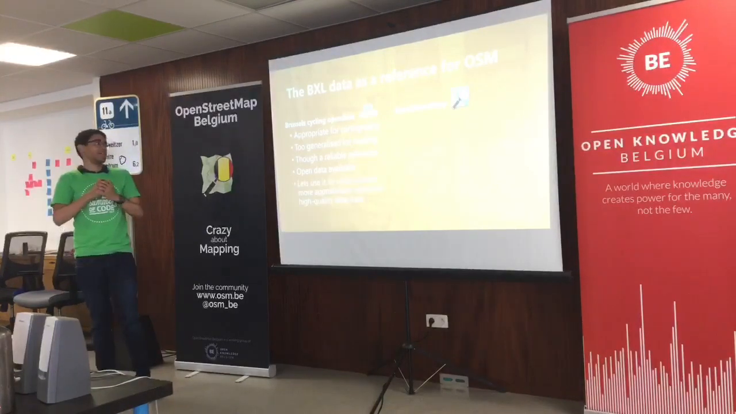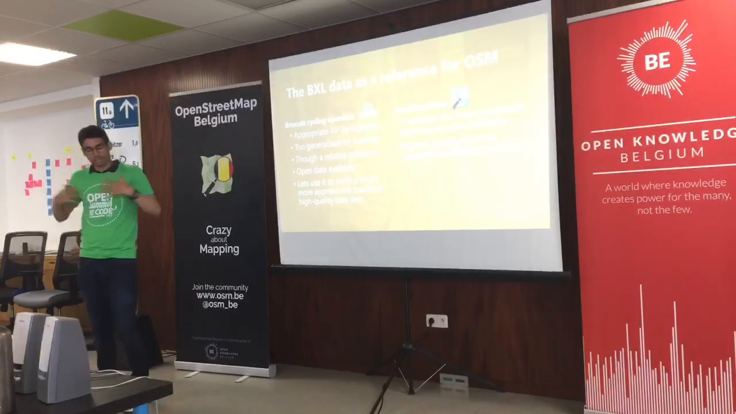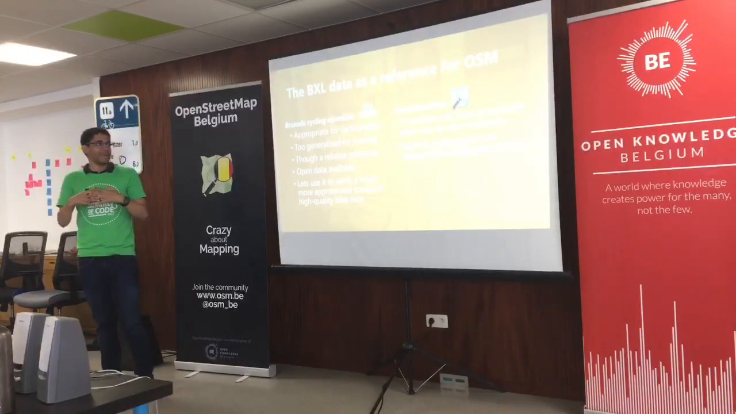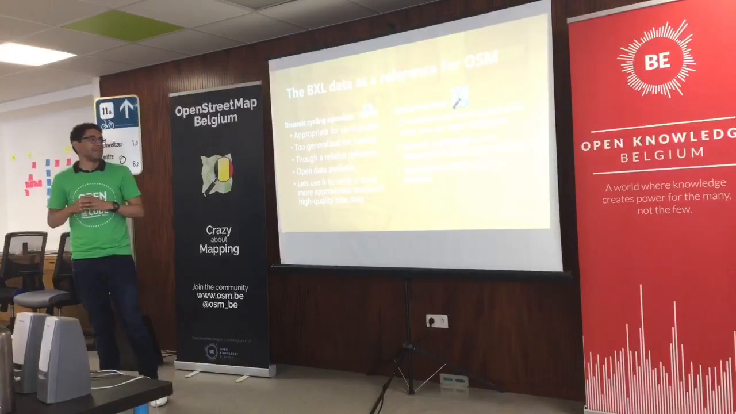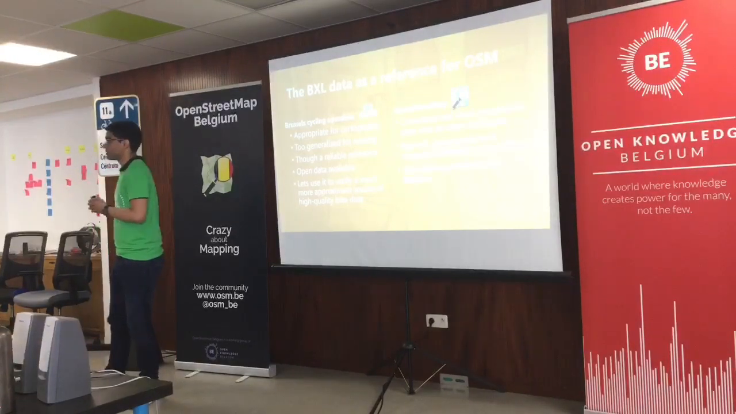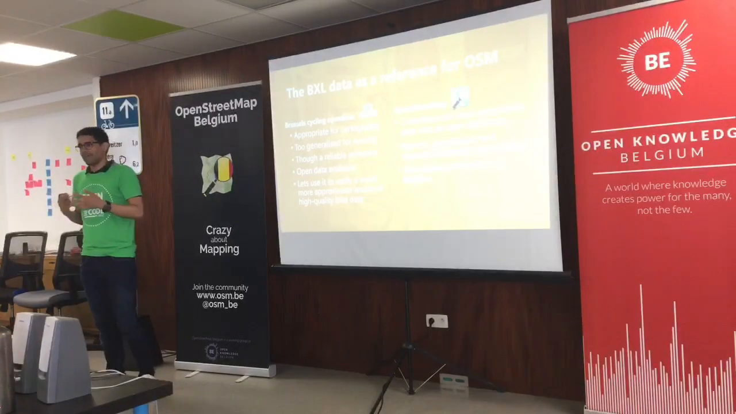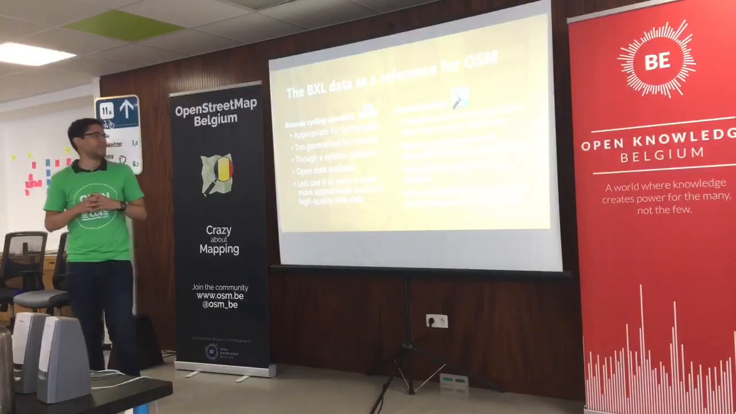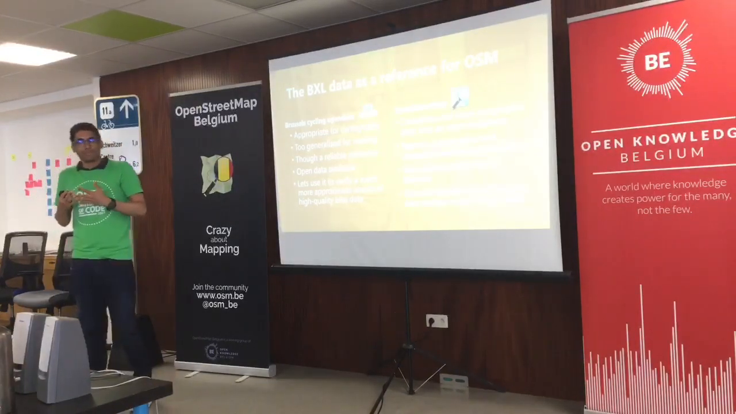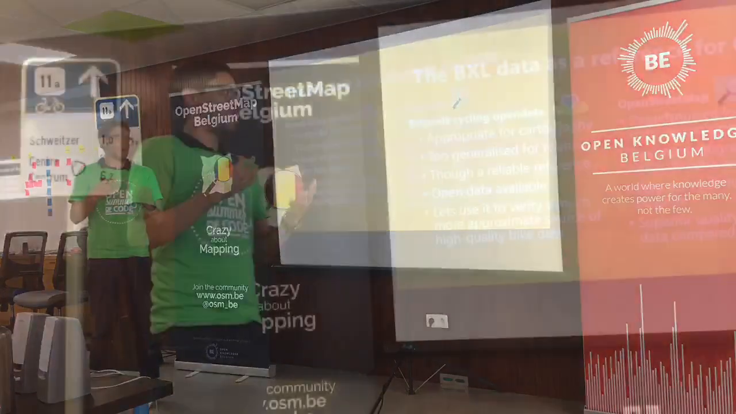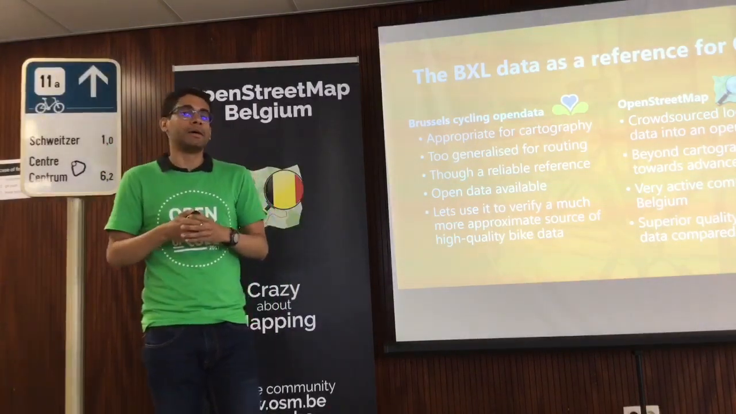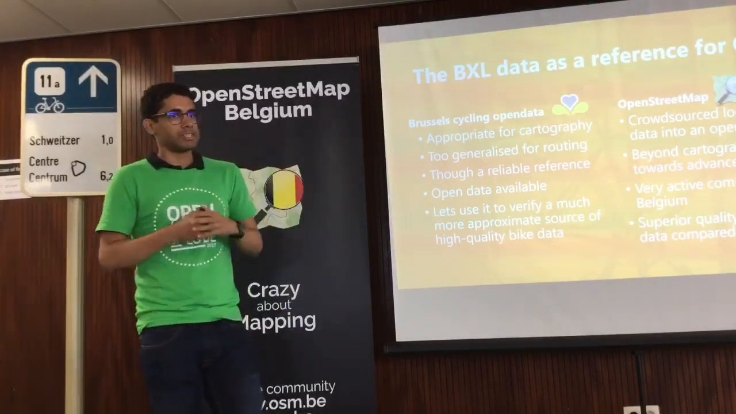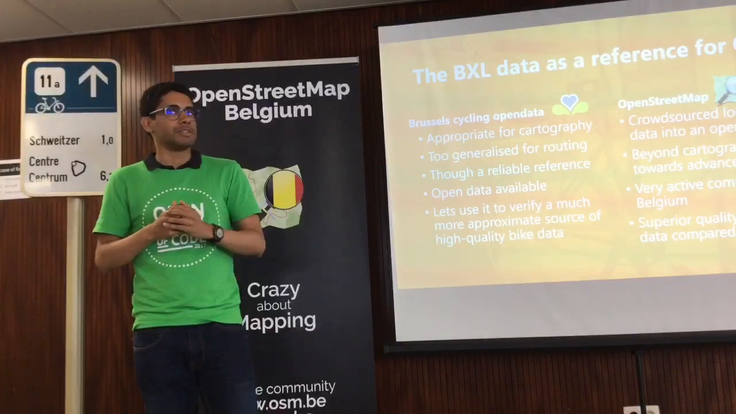And it's available, importantly. So we have OpenStreetMap, as I said, that's crowdsourced and open. It's beyond cartography and can support really advanced applications with a very active community in Belgium, which is important. You can't have OpenStreetMap without many mappers working in the community. And already OpenStreetMap is quite superior when mapping cycling data when compared to Google Maps, which demonstrates the potential of OpenStreetMap.